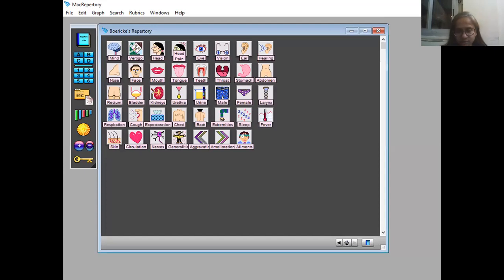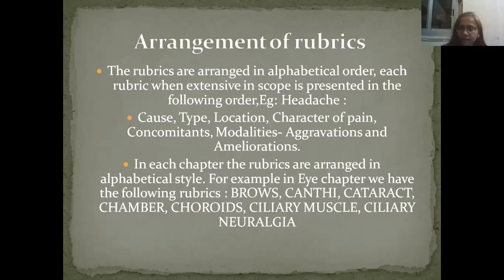This is how it looks. Arrangement: we should know the plan and construction. That's why arrangement is very important. So how the rubrics are given in Boericke: first of all cause, then type, then location, character of pain, then concomitant, modality, and then aggravation, amelioration. In each chapter you will see the rubrics are arranged alphabetically, okay, with this type of arrangement.